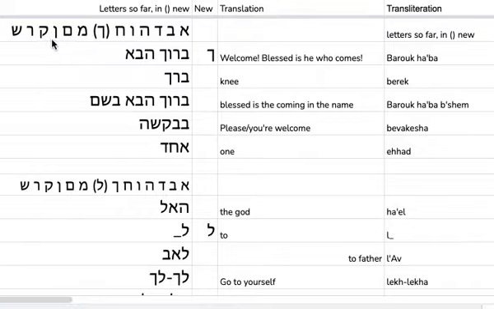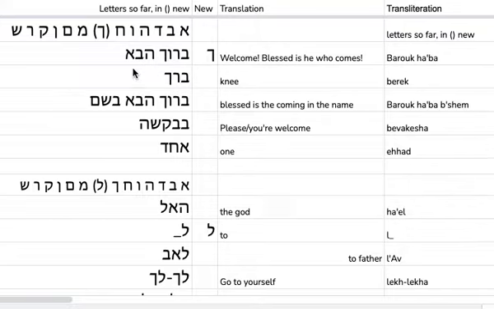M, final M, N, final N, and this is a K. Okay, but it's like a Q. There's another K coming up. Actually, this can be a K sometimes, and it sounds like this K, but they are two different letters. Okay, R and Sh.